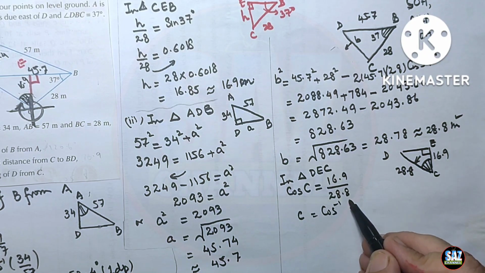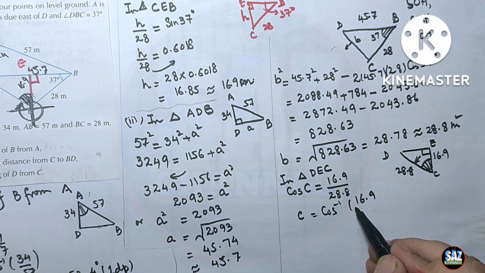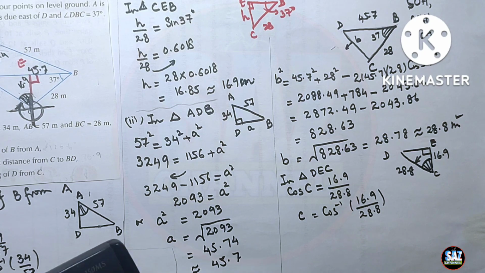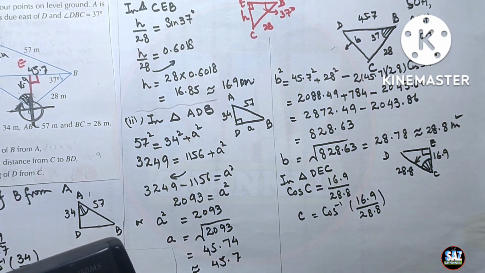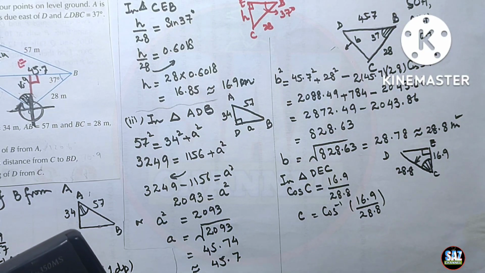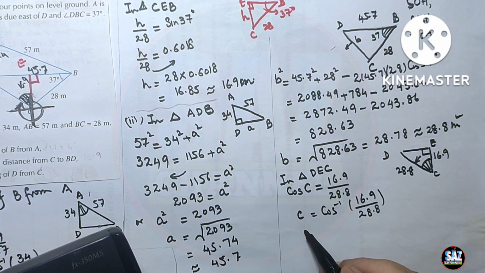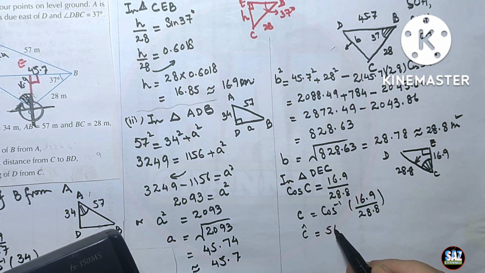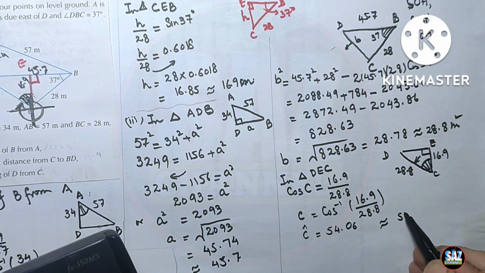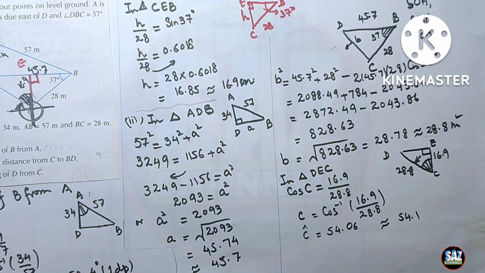16.9 upon 28.8. Okay, don't go anywhere because we are closer to our answer, and if you miss any part you will not be able to understand the lesson. So 16.9 divided by 28.8 and close the bracket, and this will give me 54. Angle C is 54.06, which is approximately equal to 54.1 degrees.